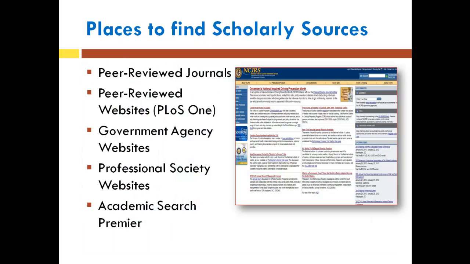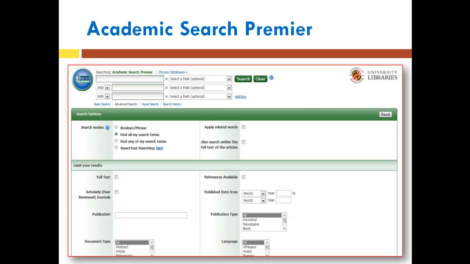Well, where do you find scholarly sources? Peer-reviewed journals, peer-reviewed websites, government agency websites, such as the National Criminal Justice Reference Service, professional society websites, and Academic Search Premier. Now, Academic Search Premier is one of the databases that can be found on the University of Maryland's library website. It's also one where you can also find popular articles on your topic as well.